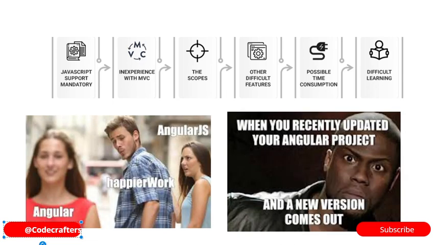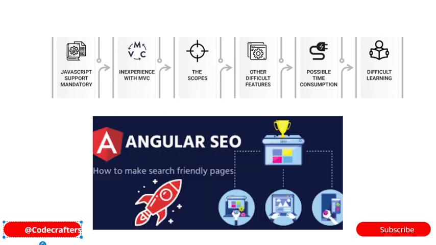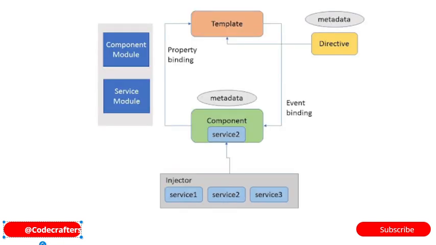Versioning and migration. AngularJS has undergone several major revisions. SEO challenges. AngularJS is a client-side framework, which means that content rendered using JavaScript may not be indexed by search engines, leading to SEO challenges. Architecture of AngularJS. AngularJS follows a component-based architecture, where applications are built using reusable components such as controllers, services, directives, and filters. The architecture can be summarized as follows.